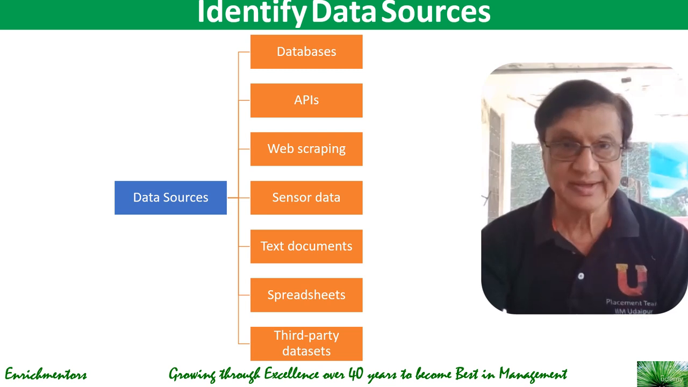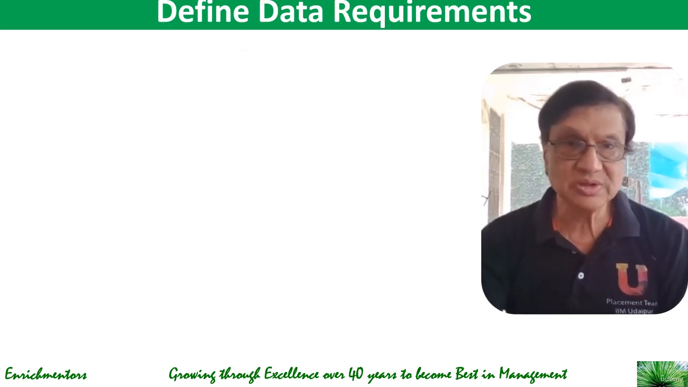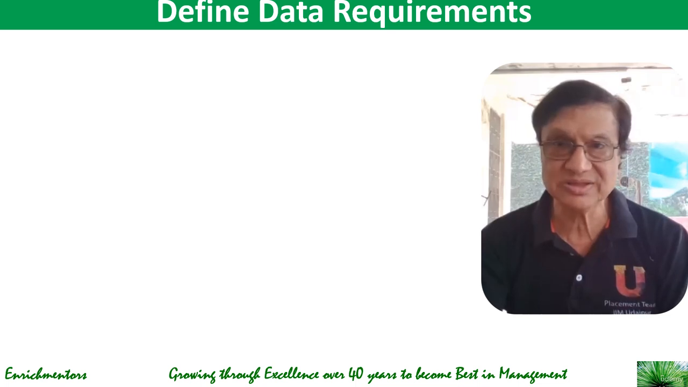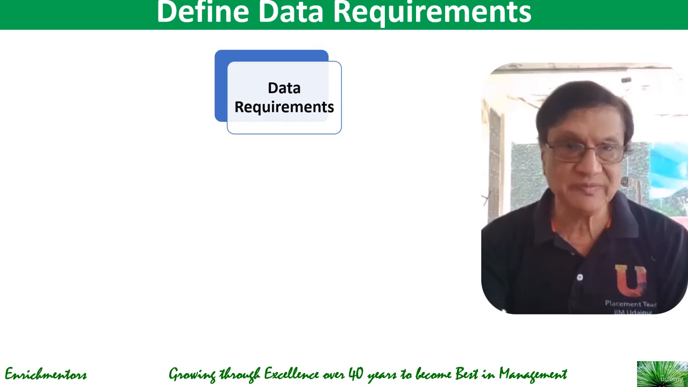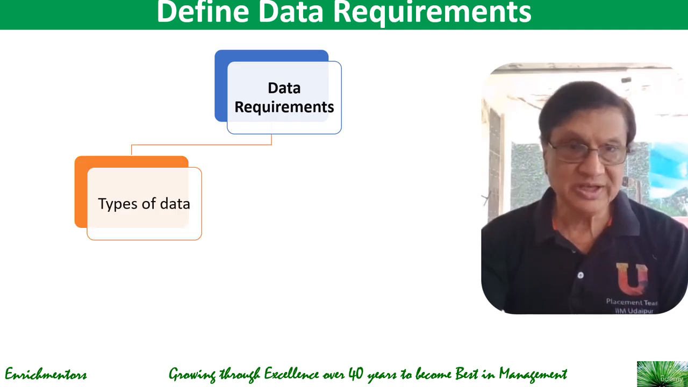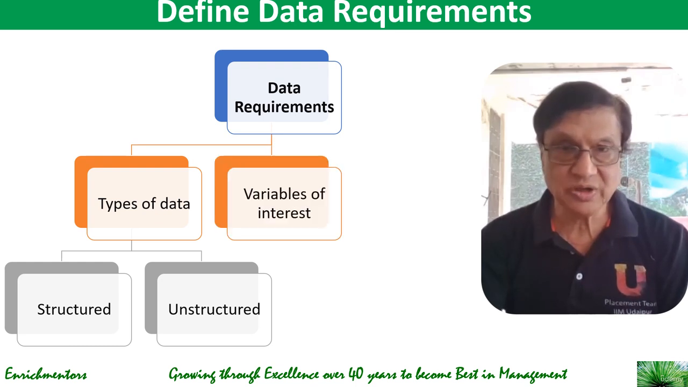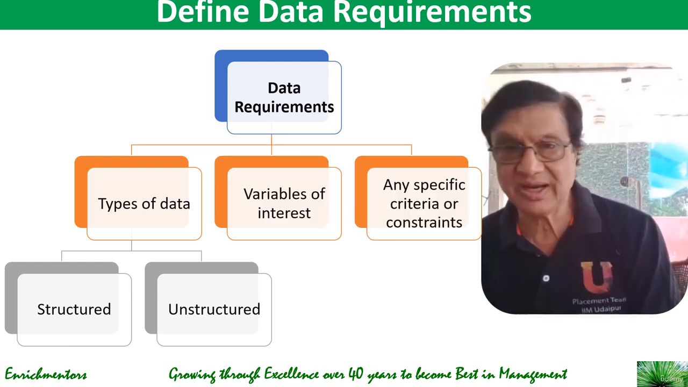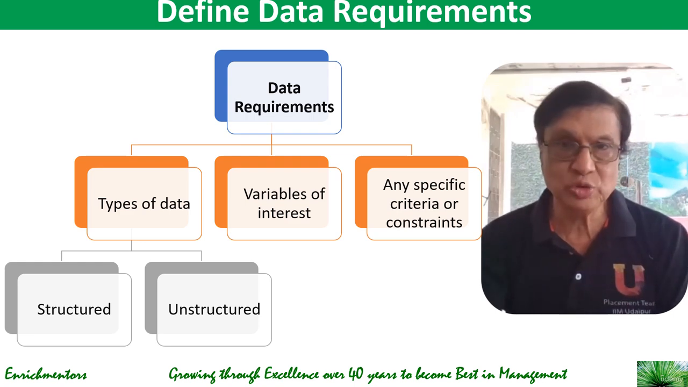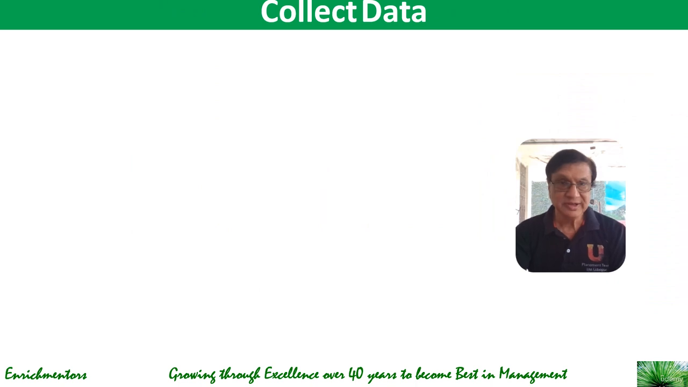The second thing that you need to do is to clearly define the data requirements based on the objectives of your analysis and modeling project. And there you need to identify the types of data, whether it is structured or unstructured, or also look at the variables of interest and any specific criteria or constraint that you need to be mindful of while defining the data requirements.